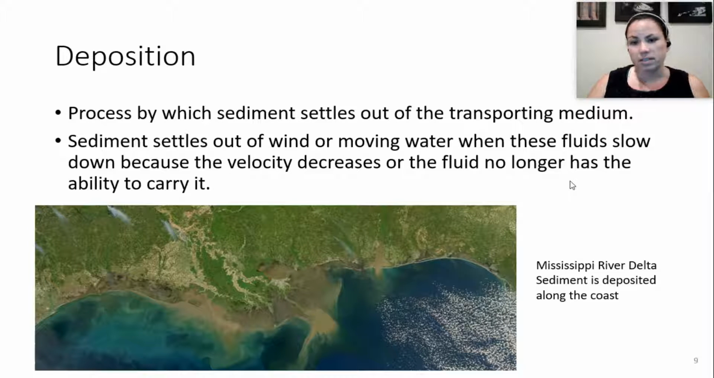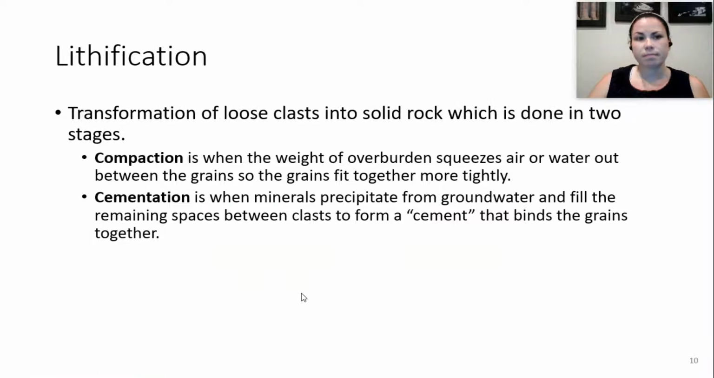So an example of this is the Mississippi River Delta, where you can see how sediment is carried over here. You can see how turbulent it looks here. And then there's a buildup of sediment down here. This would be like a depositional area where you have the current is no longer able to move sediment, and therefore it falls out of solution and then is deposited.